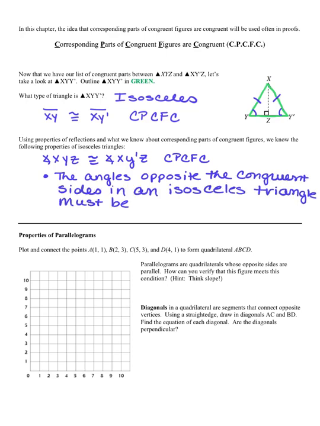Now that we are familiar with this idea of corresponding parts and congruent figures being congruent, let's move on to learning some properties of parallelograms. First, plot and connect the points A, B, C, and D to form quadrilateral ABCD on the graph below. Parallelograms are quadrilaterals whose opposite sides are parallel. How can we verify that this figure meets this condition?